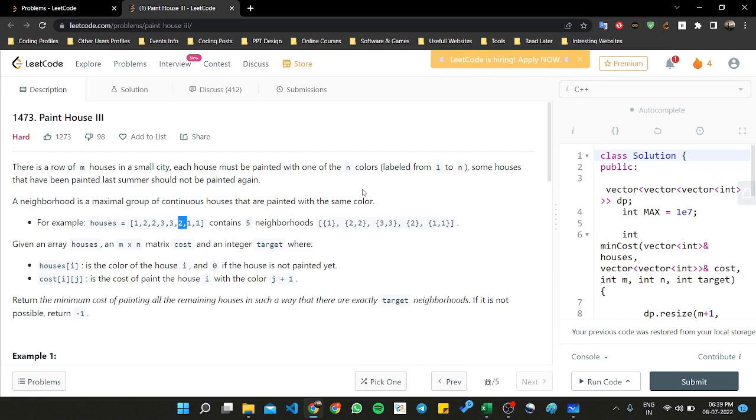Hello all. So in this video, I'm going to explain the LeetCode daily challenge of 8/7/2022. The problem is Paint House 3.